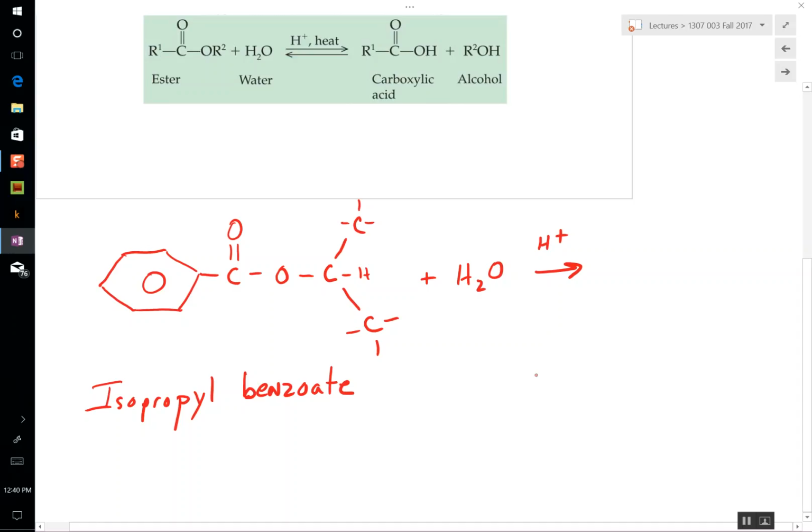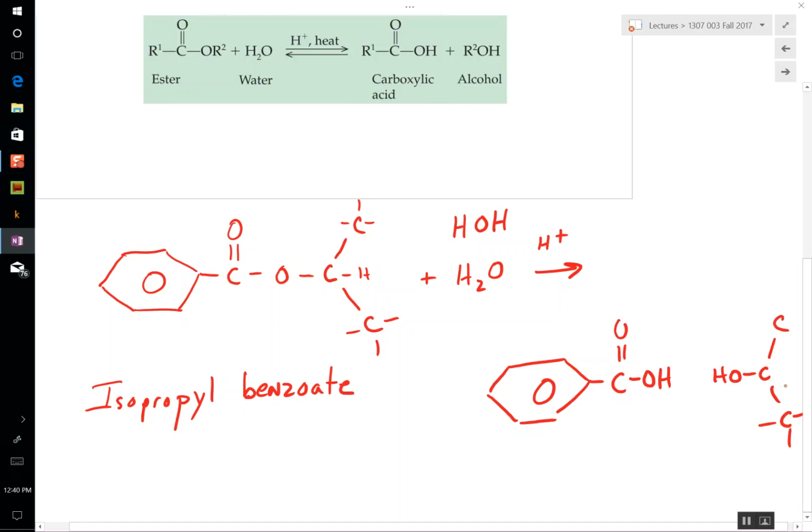Now what you need to do, remember what we got here. Water is HOH. So an H is going to go on this. Here is your carboxyl group. You get part of the water right there, and the other part of the water right there. Okay? So you get benzoic acid and isopropyl alcohol.